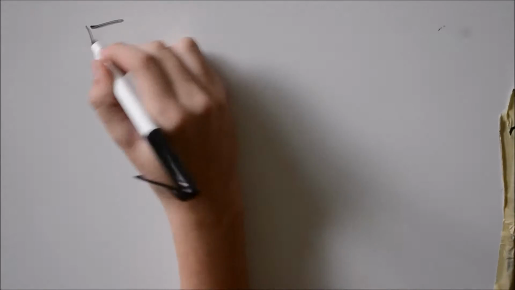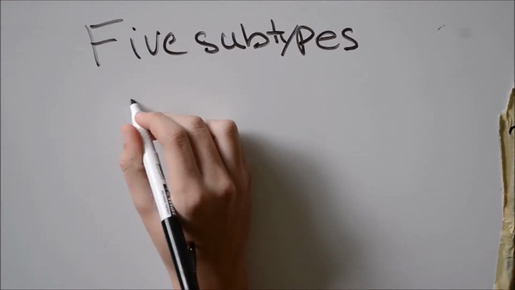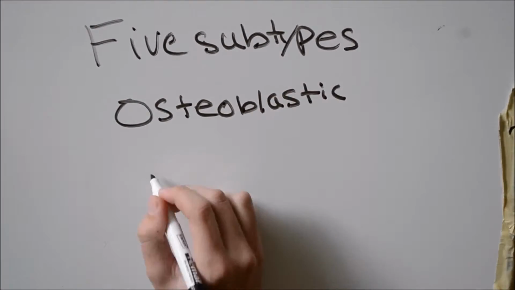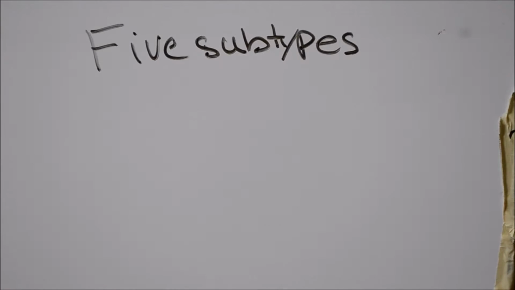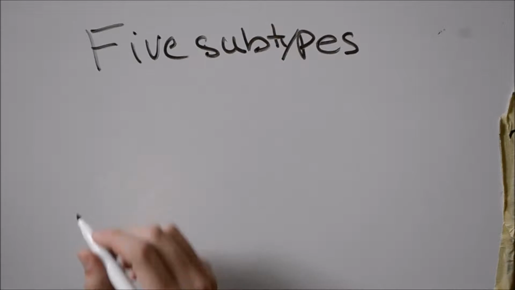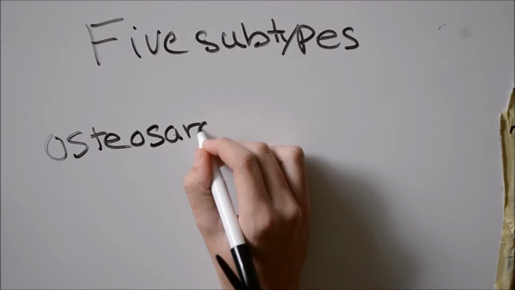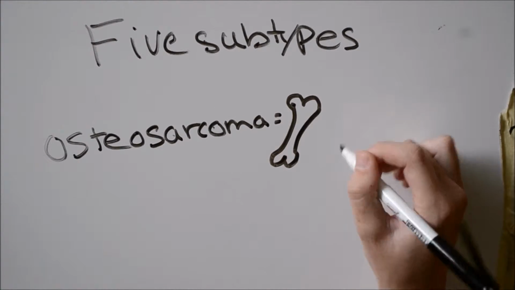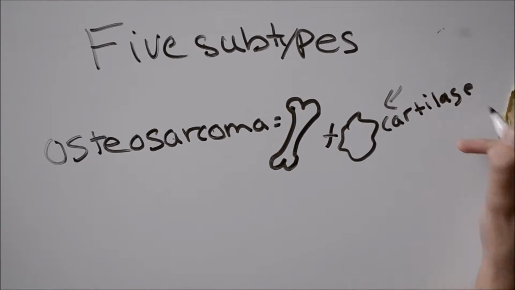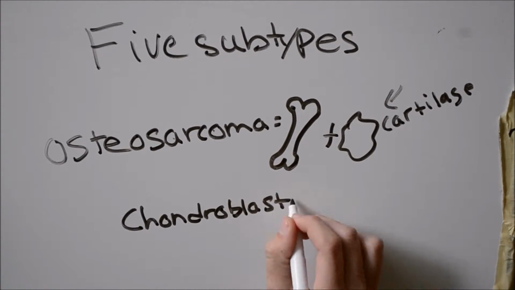There are five main subtypes to osteosarcoma. The first one being osteoblastic osteosarcoma. This is when the cancerous cells have a similar look to osteoblasts. If the cancerous cells inside of the body are not only forming bone but other substances such as cartilage, this is commonly known as chondroblastic osteosarcoma.